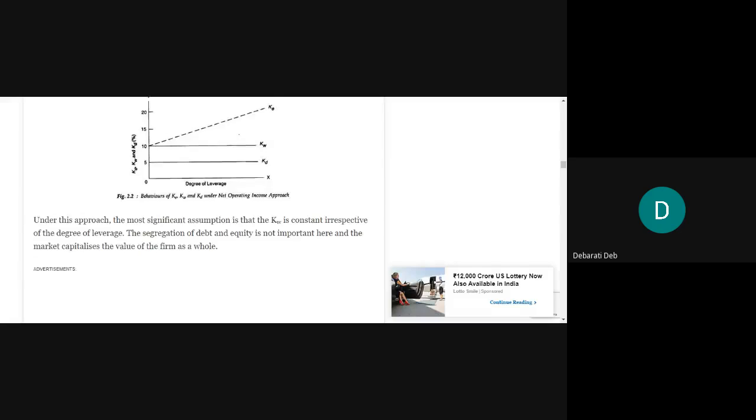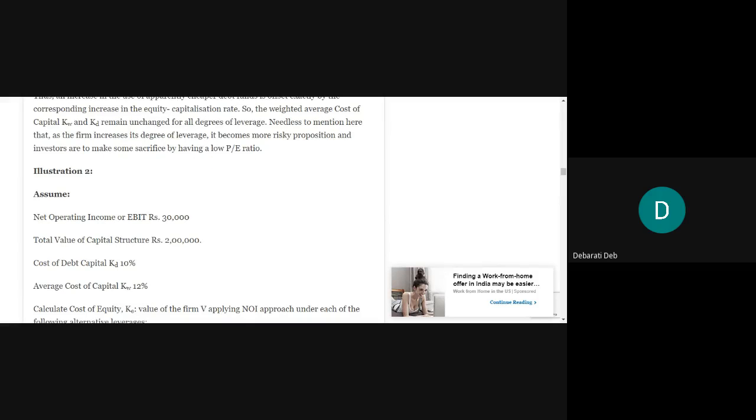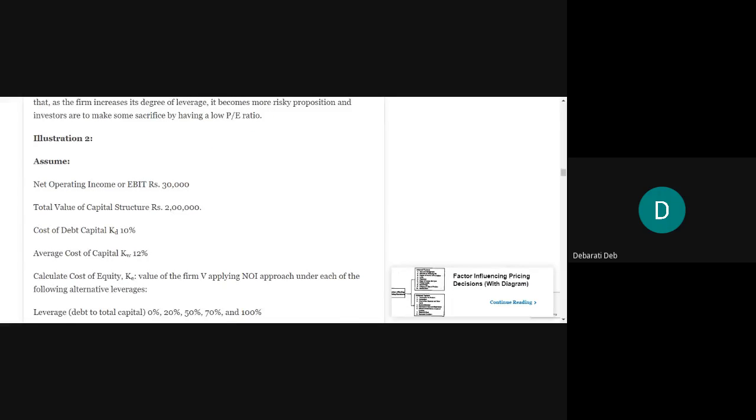And what will happen? The last line you will write is that it is needless to mention that as the firm increases the degree of leverage, it will obviously become a risky proposition, and investors have to make some sacrifice because they will have a low price earning ratio. They will have to sacrifice on their earnings being generated, because if there is more debt, more loans, more interest will have to be paid, and that will decrease their earnings percentage.